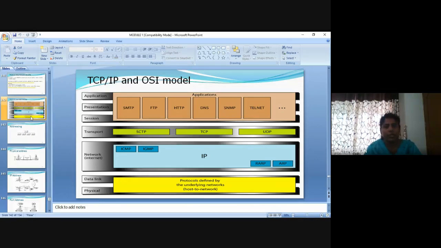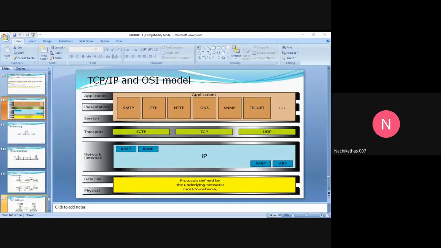Okay, understood? What are the different types of protocols in the network layer of a TCP/IP model? Understood? Yes or no? Yes, ma'am.